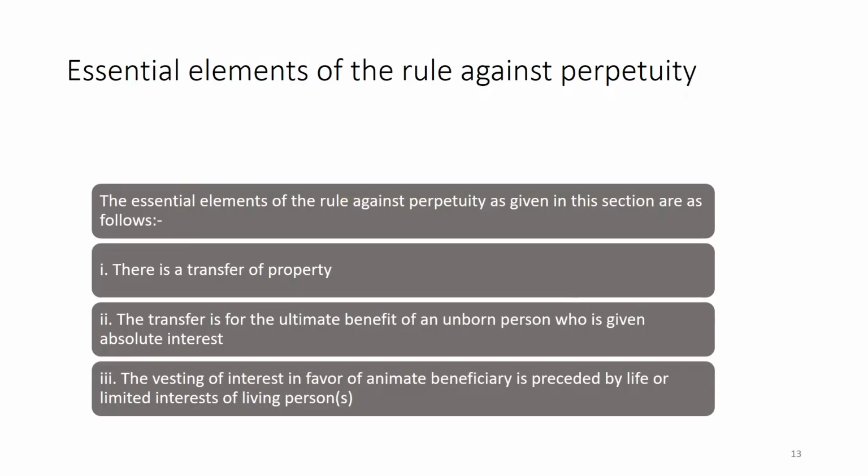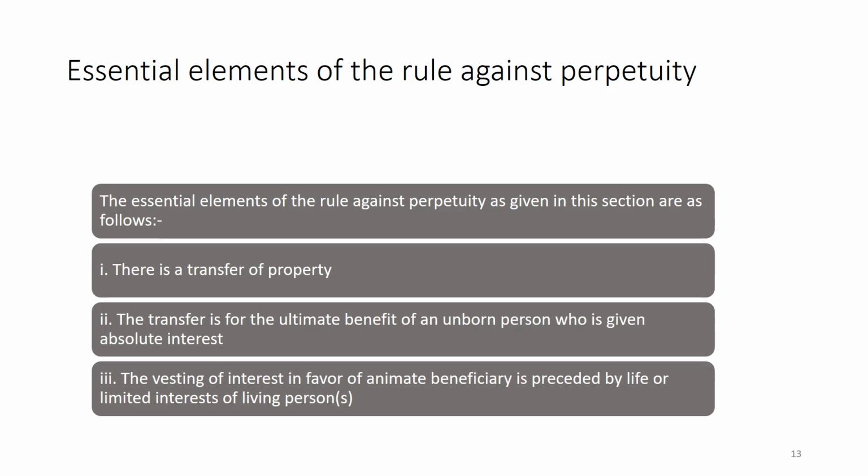So for that purpose it has been said that there should not be any kind of restriction which will restrict the alienation or transfer of property in perpetuity or for the long term. So, the essential elements of the rule against perpetuity. First, there must be a transfer of property. Second, the transfer is for the ultimate benefit of an unborn person who is given an absolute interest, and the vesting of interest in favor of the unborn beneficiary is preceded by a life or limited interest of a living person.